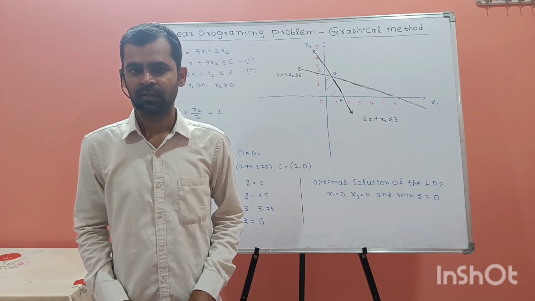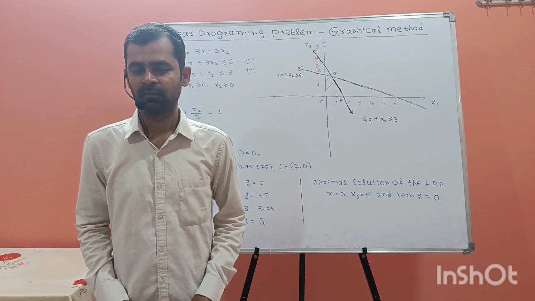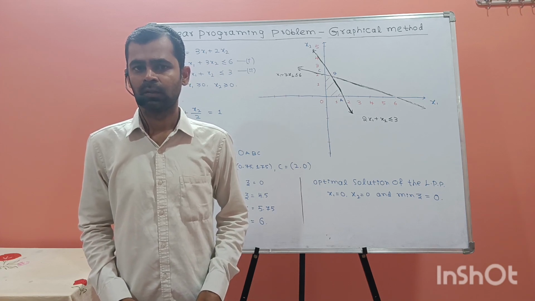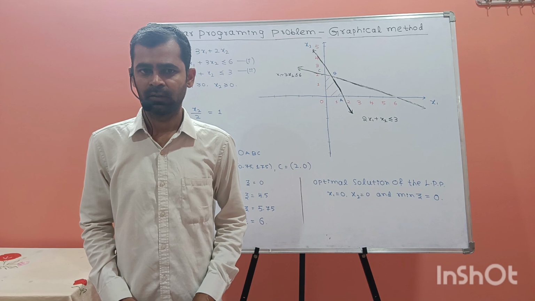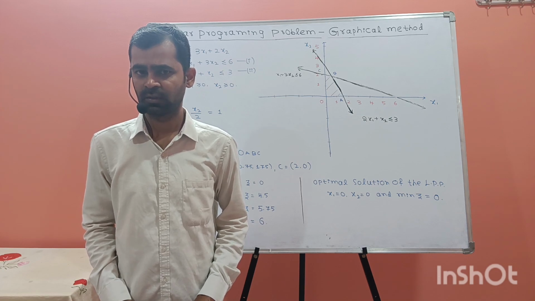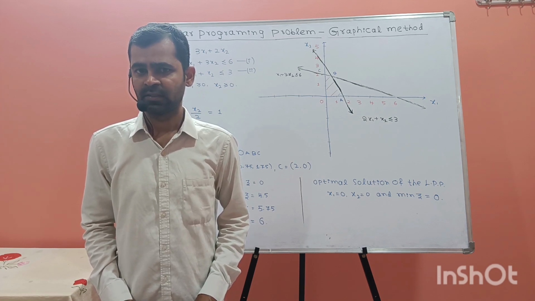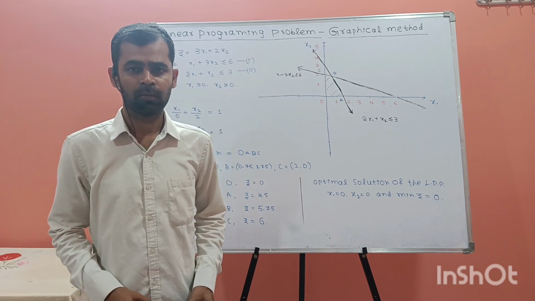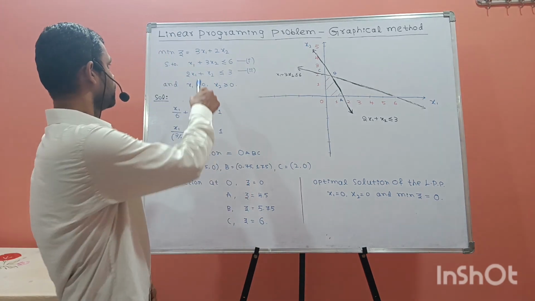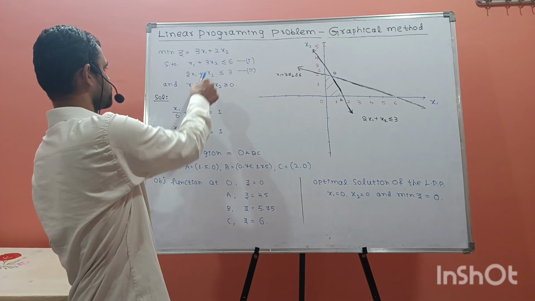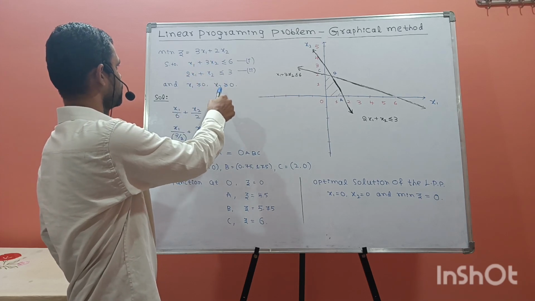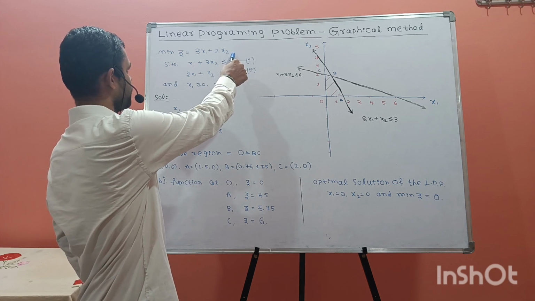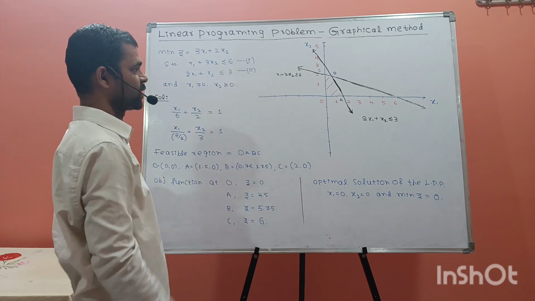Today we will see linear programming problem by graphical method. In this method, we can find the optimal solution when the decision variables are 2. So if we see the problem, we have two decision variables x1 and x2. So this is the objective function. The objective function may be a minimization or maximization problem.